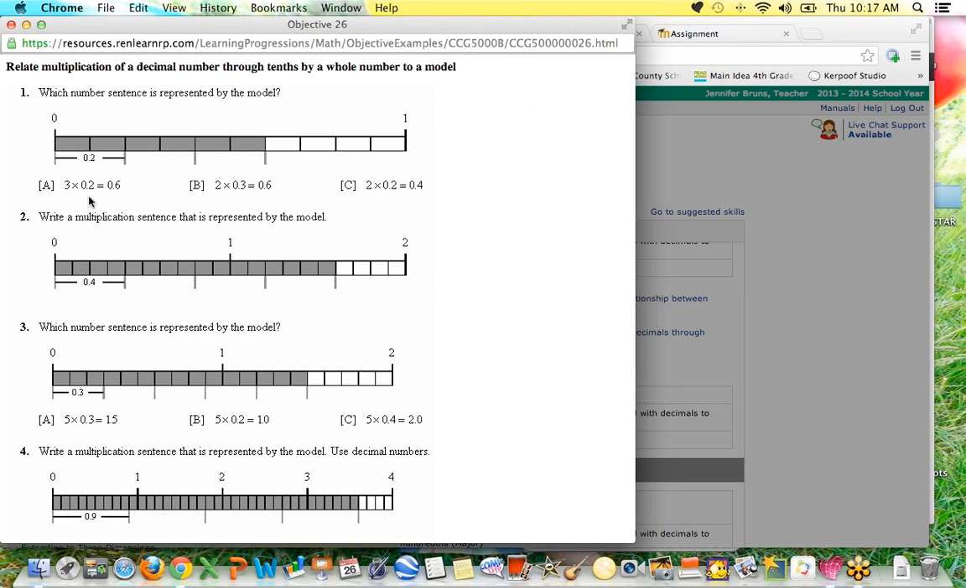Can we type in just the letter? Yeah, A, B, or C, just A, B, C, D, whatever.